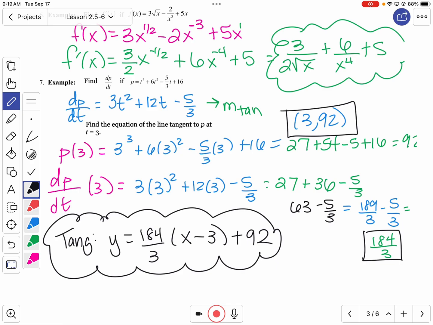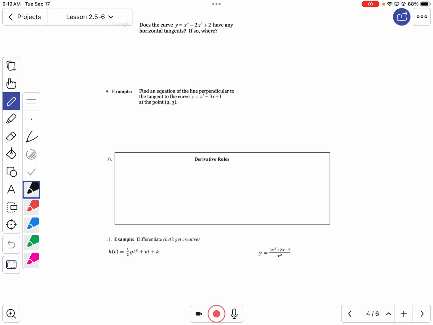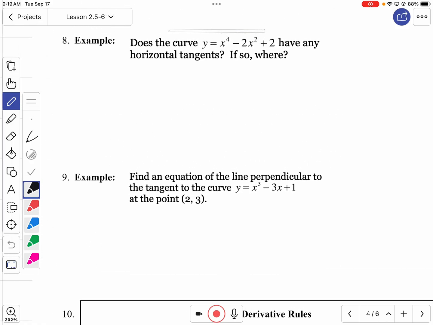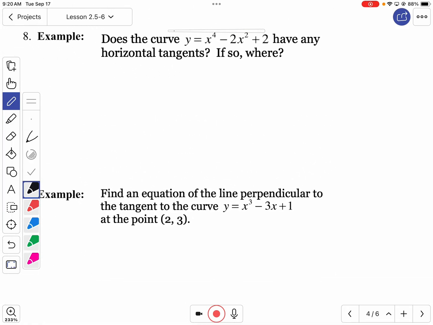So that's the way they could ask me a question about a tangent line, but I can use the power rule to do it. When they do that, typically the numbers are nicer. All right, I just gave you one with some nasty numbers there. Okay, let's look at a few more different types of examples that they could ask me. Okay, take a look at this one. Does the curve y equals x to the fourth minus 2x squared plus 2 have any horizontal tangents? If so, where?